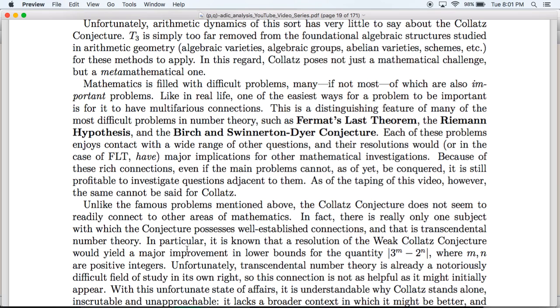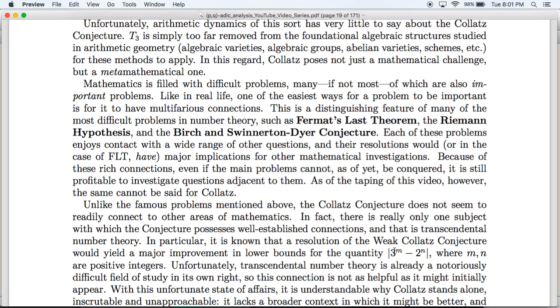Specifically, it is known that if we can resolve the weak Collatz conjecture, this would yield a major improvement in lower bounds for the absolute value of 3 to the m minus 2 to the n, where m and n are positive integers. These bounds would be a significant improvement over the lower bounds that Baker's method yields.